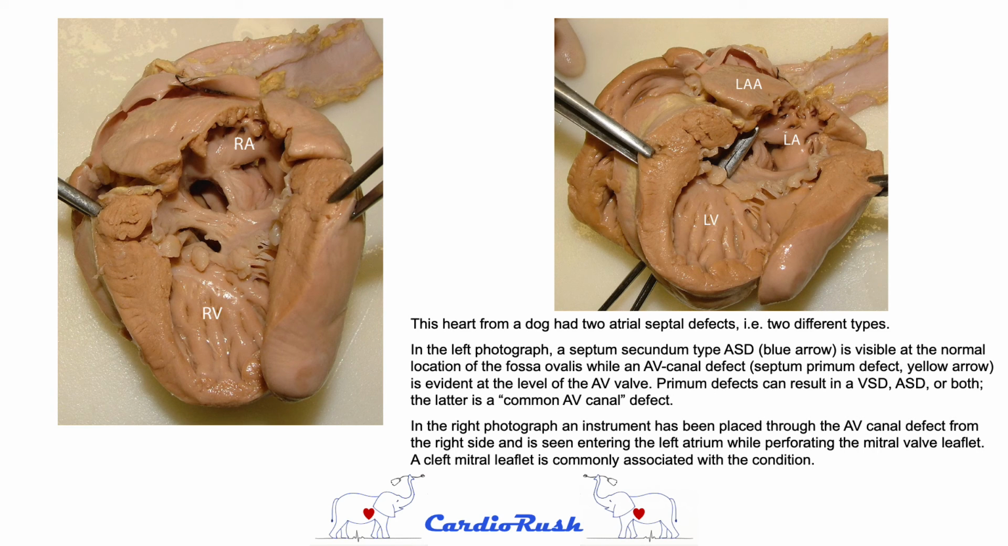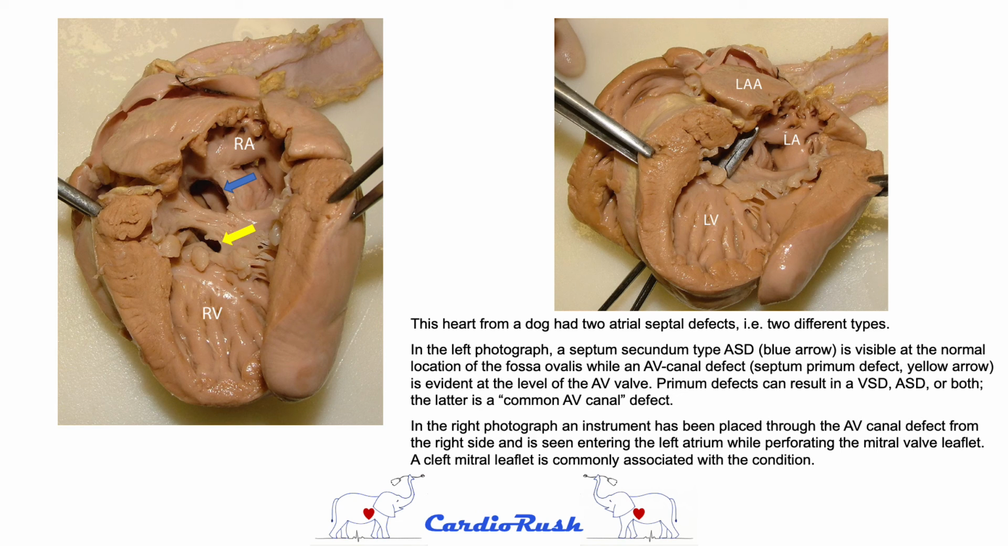This heart is from a dog that had atrial septal defect, actually 2 atrial septal defects. The first one is in the middle or higher location of the interatrial septum, in the secundum location, so perhaps termed a septum secundum type defect noted by the blue arrow. And there's a second atrial septal defect by the yellow arrow that is low in the interatrial septum, sometimes referred to as a primum septal defect. This second defect is located just above the tricuspid valve.